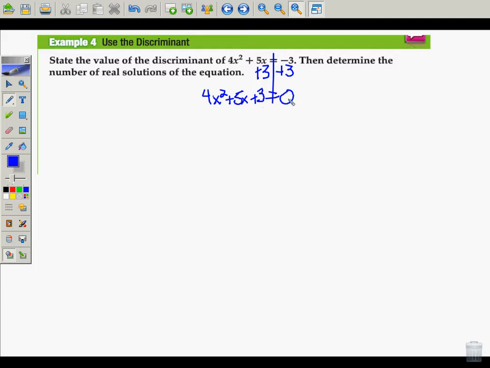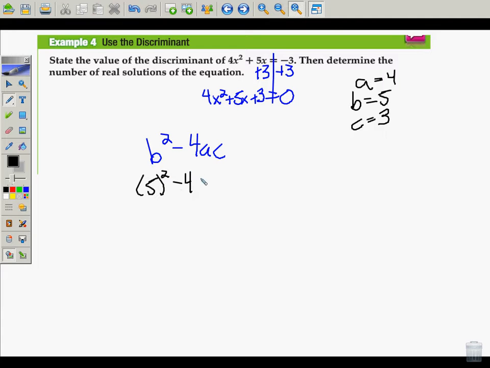The discriminant is just b squared minus 4ac. And here I've got b is 5, a is 4, and c is 3. So I'm going to plug in those values. I've got 5 squared minus 4 times a times c. 5 squared is 25, minus 4 times 4 is 16, times 3 is 48, and I get 25 minus 48, which would be negative 23.